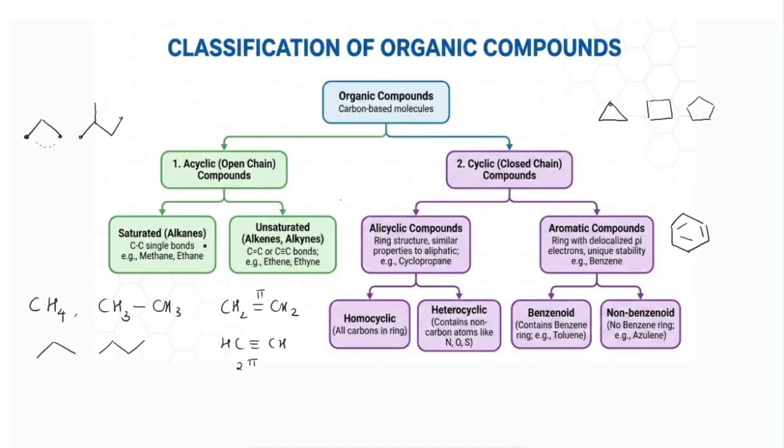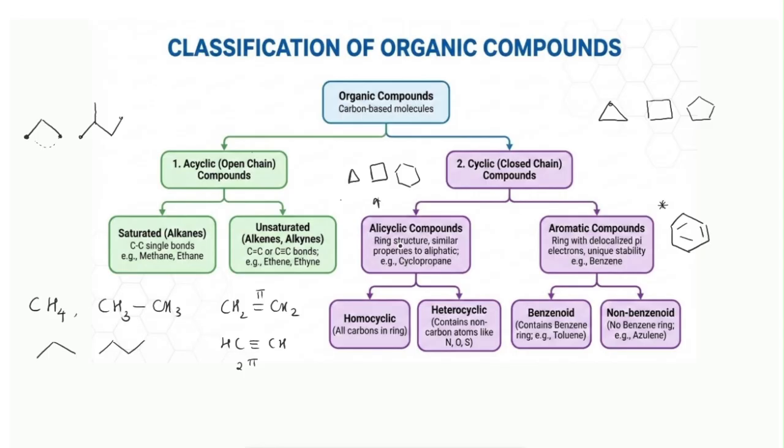It will be similar to that of the saturated and unsaturated acyclic molecules. These are ring structures, but their properties will be similar to that of the acyclic molecules like the saturated and unsaturated compounds. For example, cyclopropane. For this, I'm going to write here cyclopropane, cyclobutane, cyclohexane, cyclopentane. All these are alicyclic compounds, whereas aromatic compounds are similar to that of benzene or benzene-like structures. We'll discuss this in detail, but first let's see how to classify the alicyclic compounds.